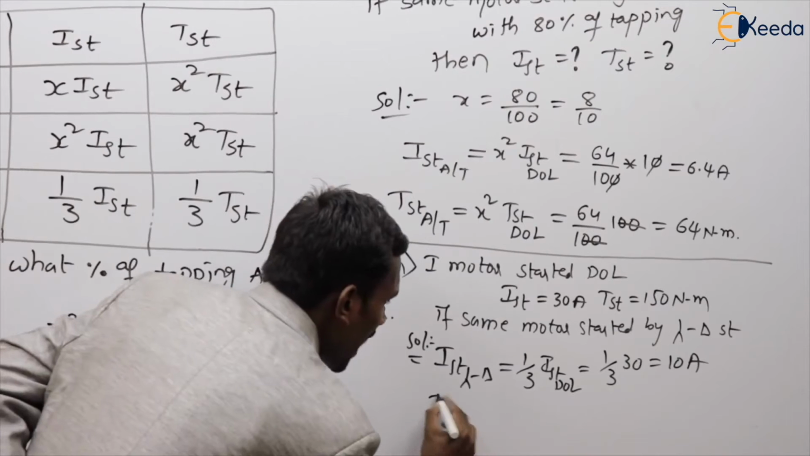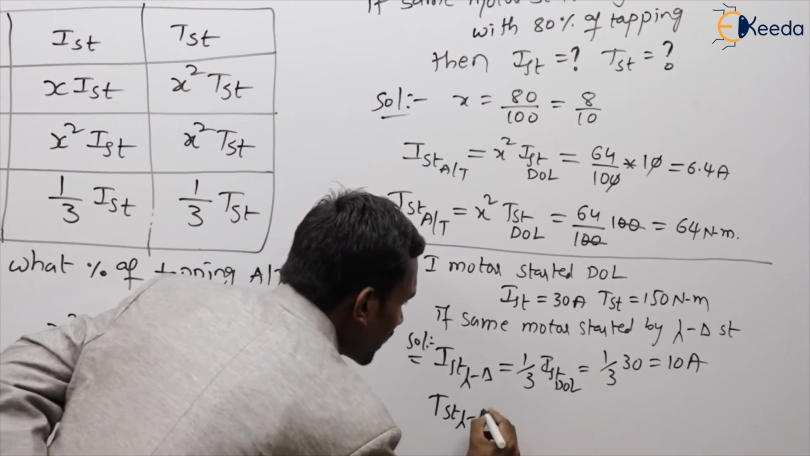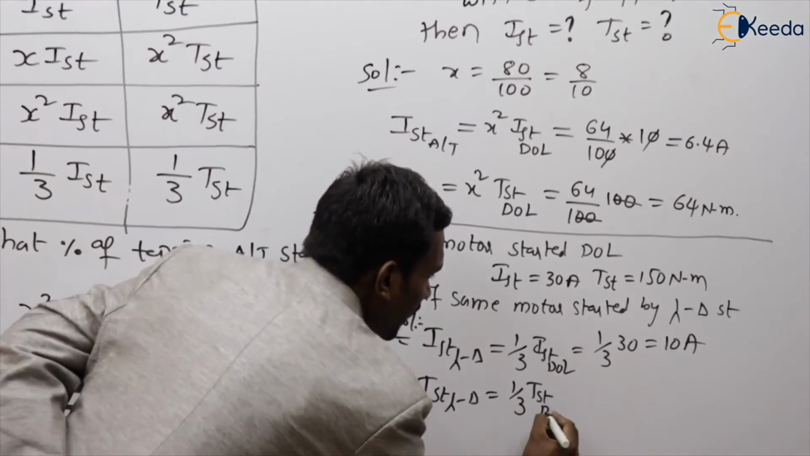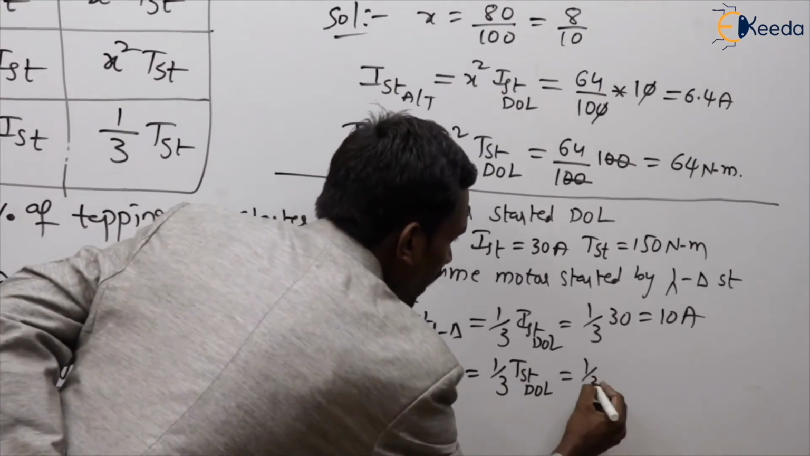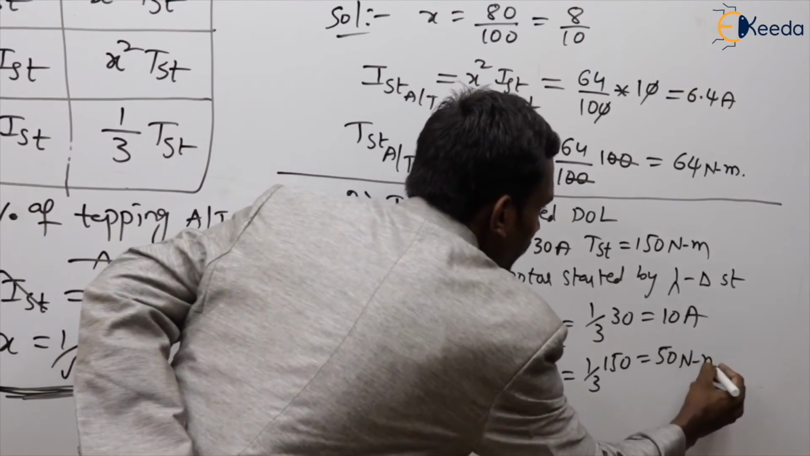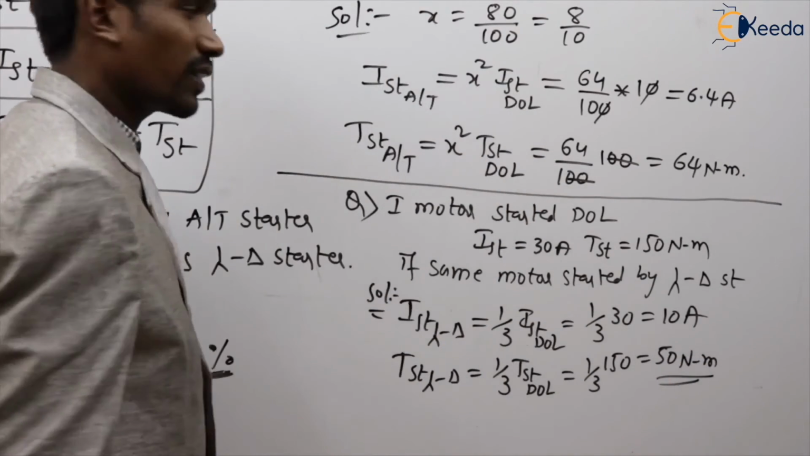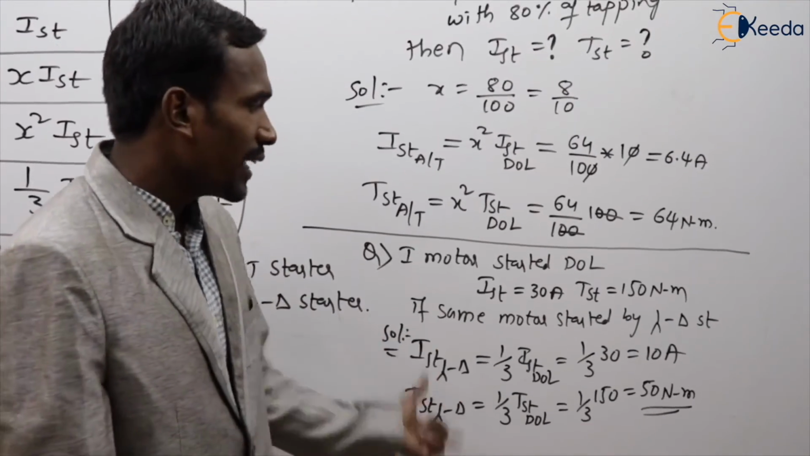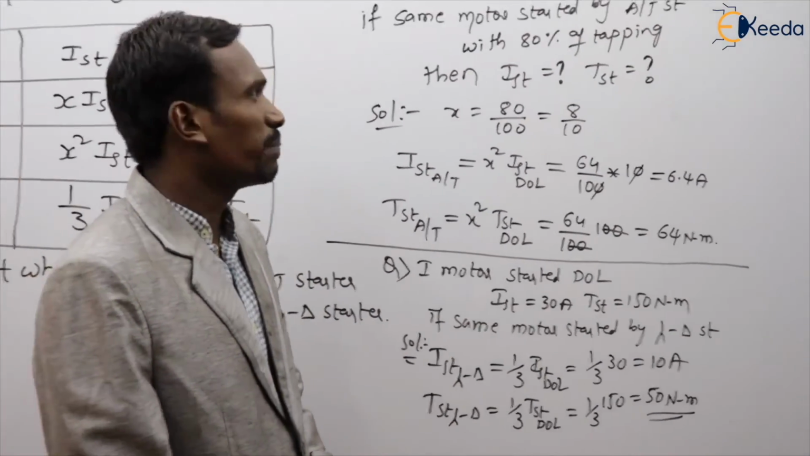Next one, the starting torque in star delta is equal to 1 by 3 times of the starting torque in DOL, is equal to 1 by 3 into 150, is equal to 50 Newton meters. These are the three questions. Very simple questions.